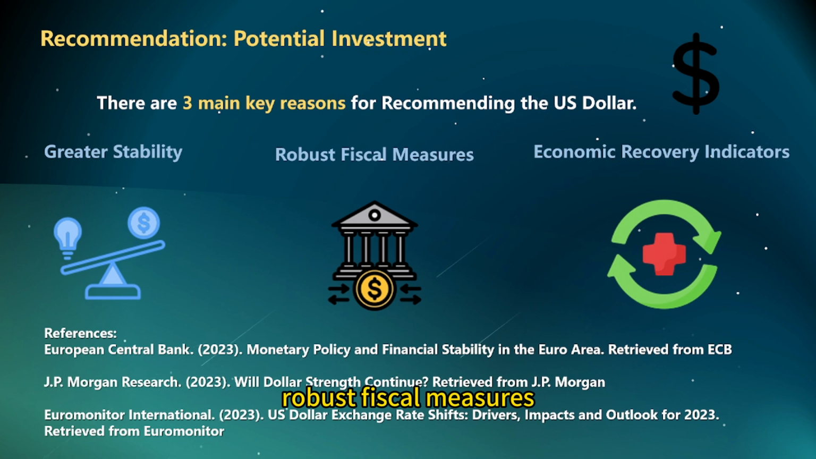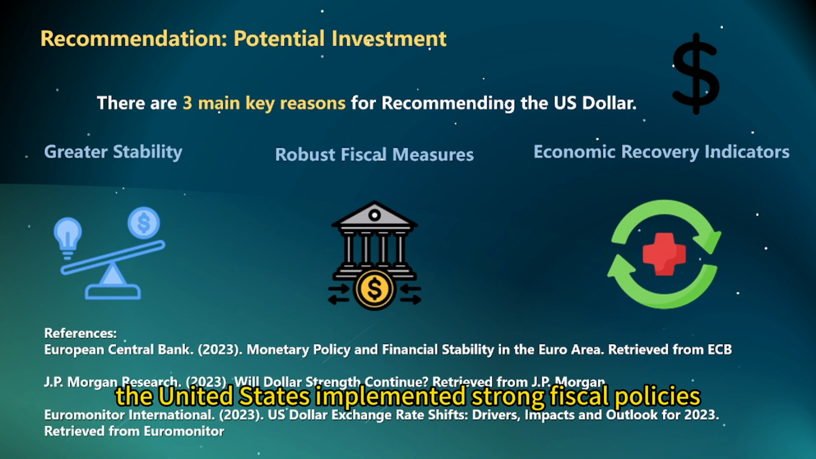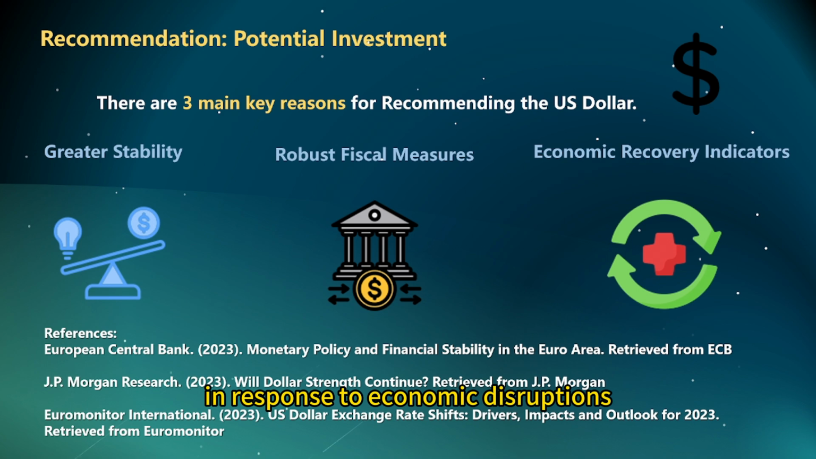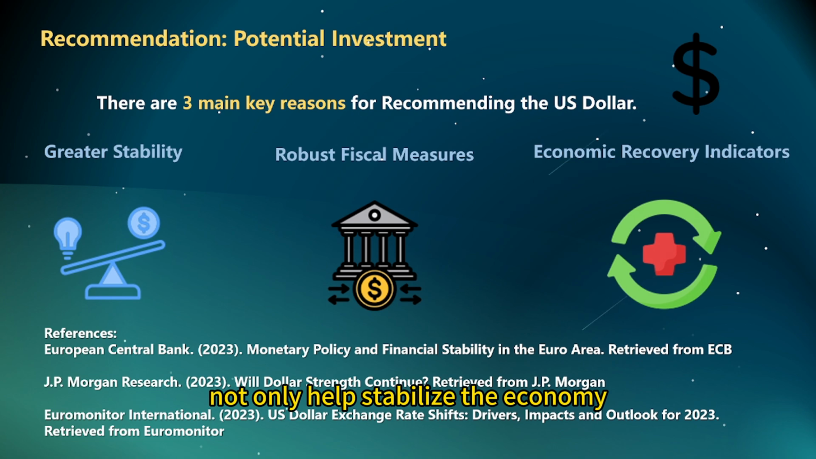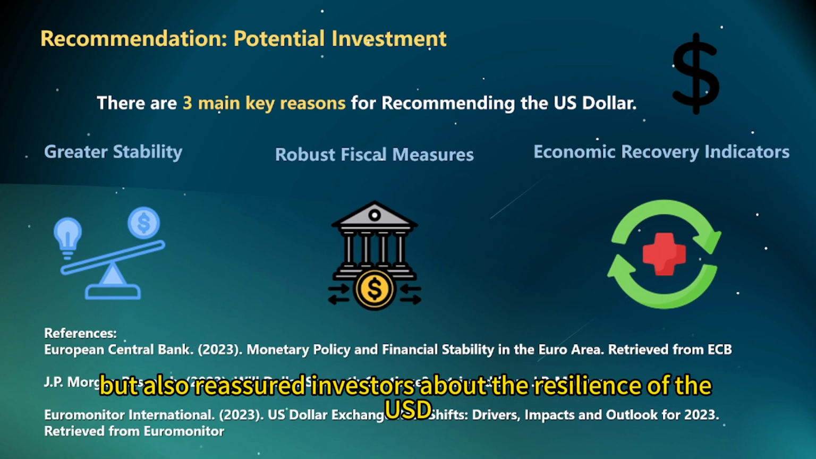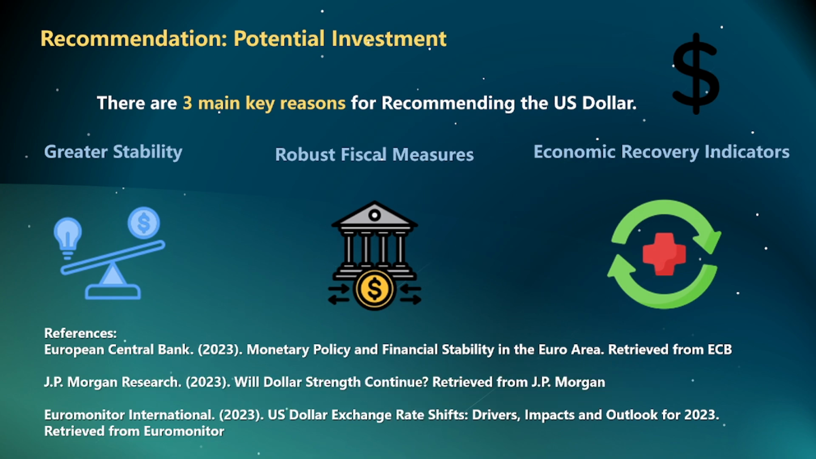Robust fiscal measures. The United States implemented strong fiscal policies in response to economic disruptions caused by the pandemic. These measures, including substantial stimulus packages and strategic monetary interventions by the Federal Reserve, not only helped stabilize the economy but also reassured investors about the resilience of the USD.